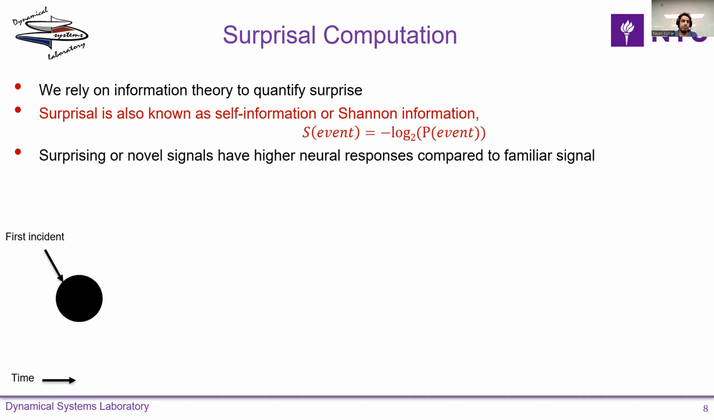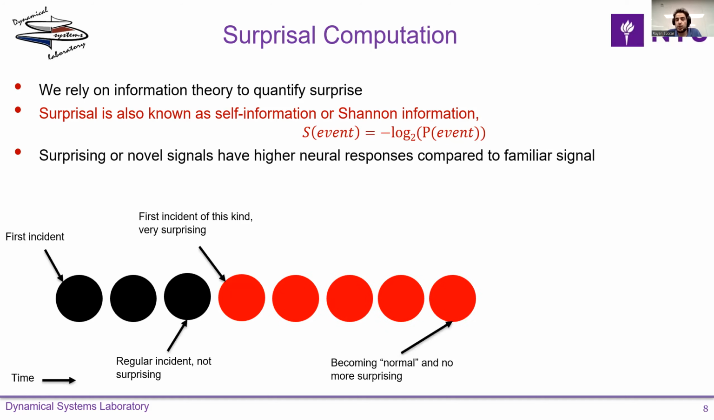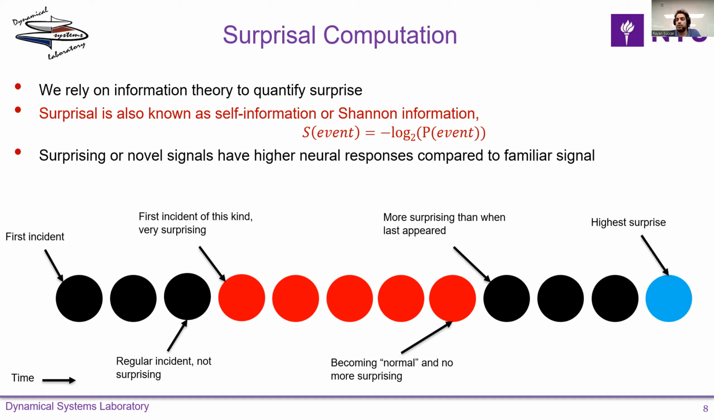With an illustrative example, let's consider the first incident characterized by a black color. We see the next two are also black. Since they are black, according to the history, they are not very surprising. Suddenly, we see a red incident, which is very surprising because it never appeared before. However, if we keep going with red, it's not very surprising anymore because according to the history, it's been frequent. However, if we see a black one again, it's more surprising than the last time we saw it because according to the history, it's not that frequent anymore. And so on and so forth. Here, for example, if we see something new, it has the highest surprise.